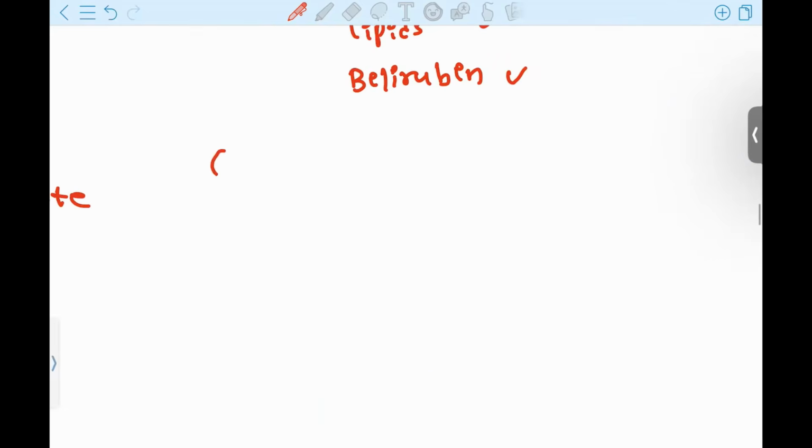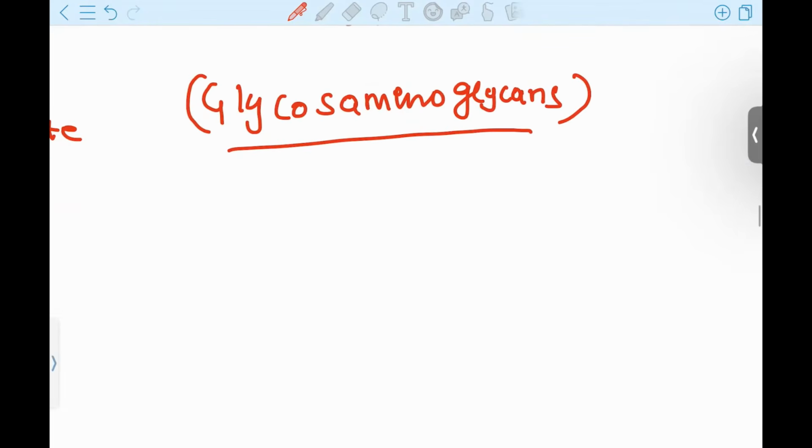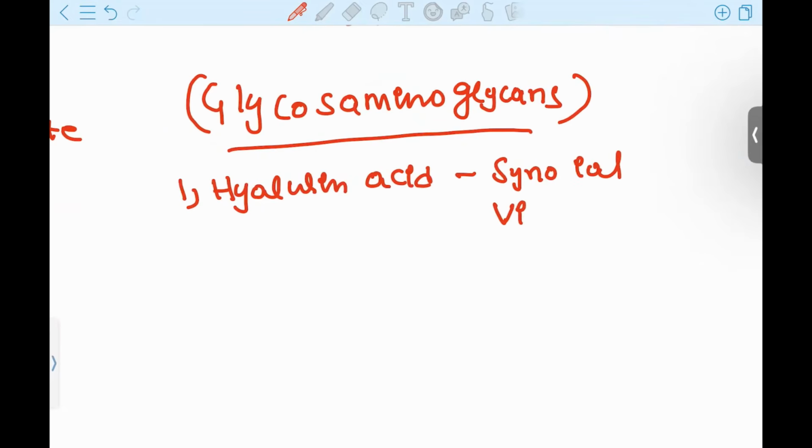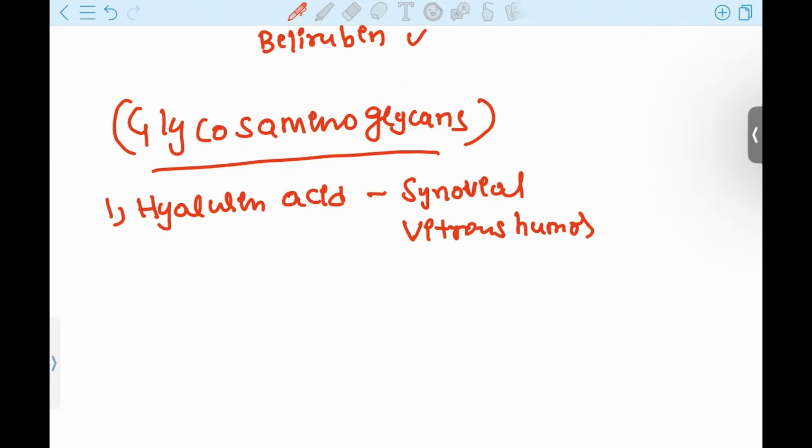Next, understand the other classification, your glycosaminoglycans. If these glycosaminoglycans are deficient, then mucopolysaccharide diseases can occur in this patient. So what are those glycosaminoglycans? The first one is hyaluronic acid. Hyaluronic acid is present in the synovial fluid, and it is also present in the vitreous humor. Vitreous humor is inside the eye, right? So hyaluronic acid is present there as well.